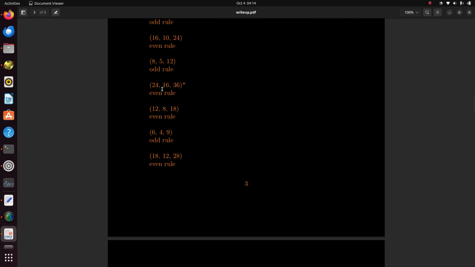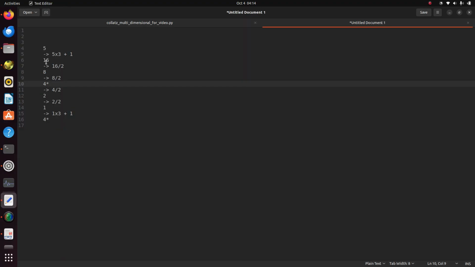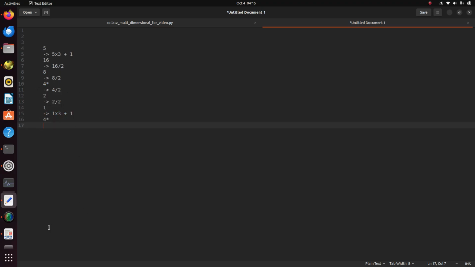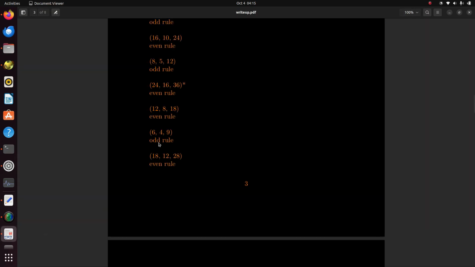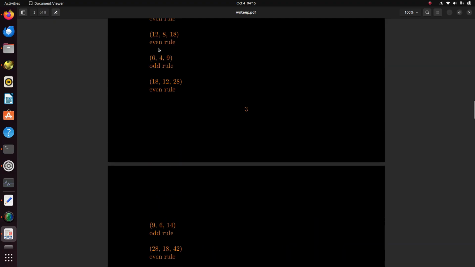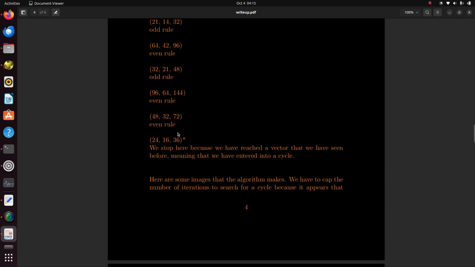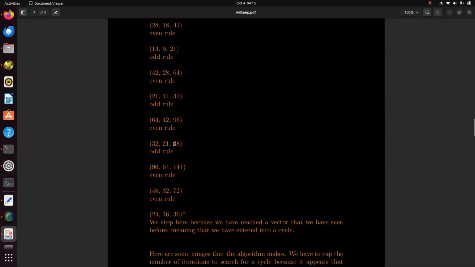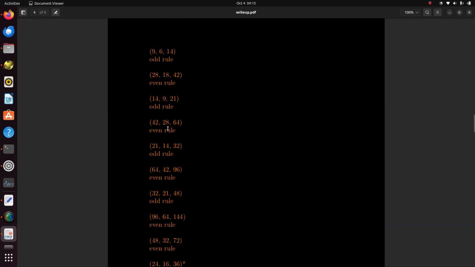So that means similar to when we were just looking at the normal Collatz conjecture, and we found that 4 goes to 2, goes to 1, goes to 4. This is a fairly small cycle, but for the multidimensional case, there's a few more steps involved, but essentially, if we start at 24, 16, and 36, we go all the way around through all these numbers, all these different vectors, and then we end up back at 24, 16, 36. And so now this is in a cycle, and it'll just keep going infinitely if we were to continue the update rule.